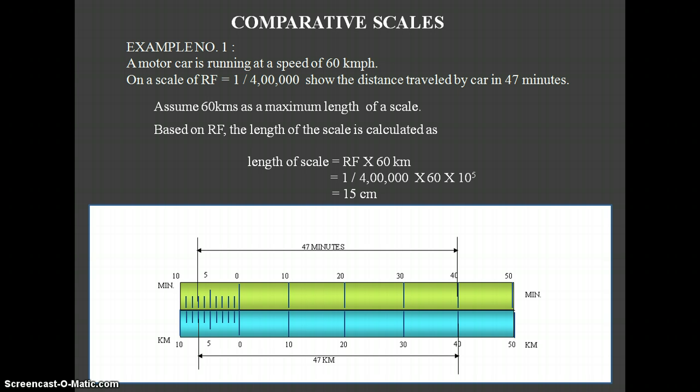Here the two comparative scales we have drawn, one in time and another in kilometers. Based upon the relation given in the problem, we can find out one from the other. If the time is given, we can find out the distance. If the distance is given, we can find out the time based upon the relation given in the problem. So these are the comparative scales. Like this we can construct the comparative scales and find out the desired result by the comparative scale. So I hope you understand.